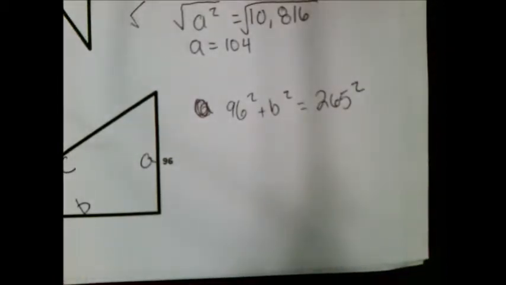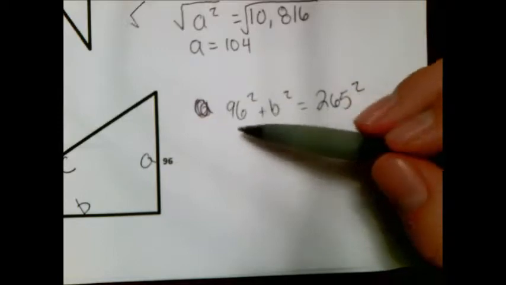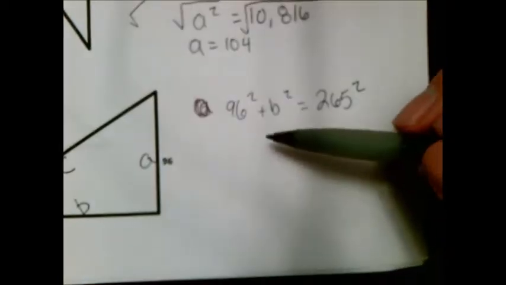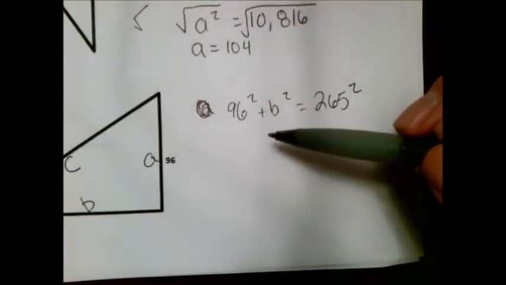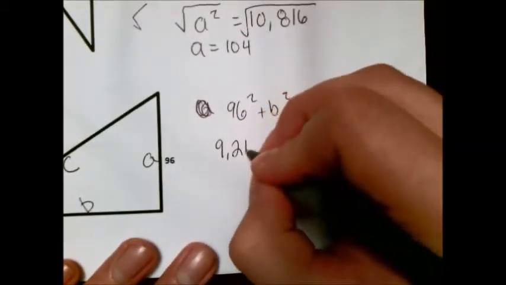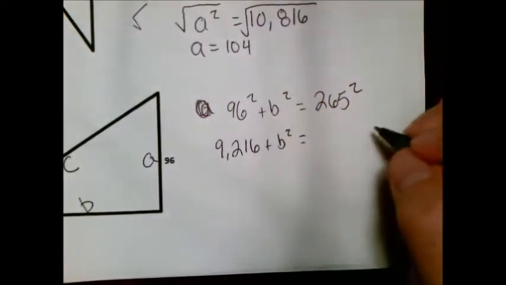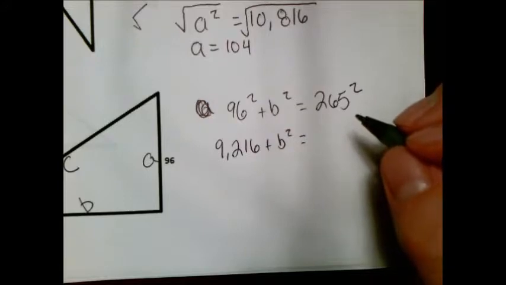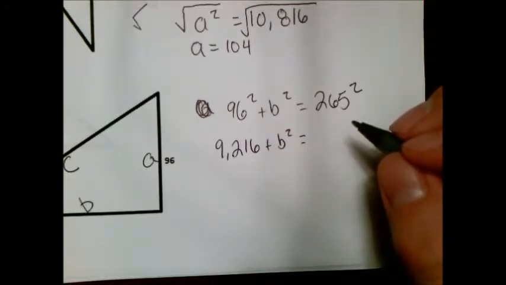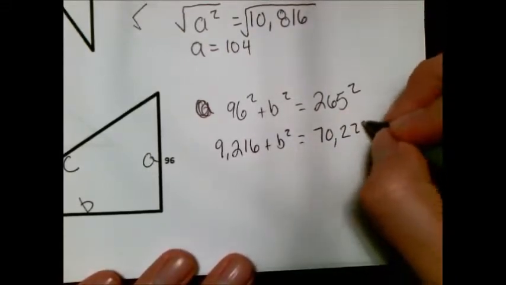Okay? So first things first, let's look at this. We have 96. We're going to square it. So you're going to take 96 and multiply it by 96. You should get 9,216 plus B squared equals whatever 265 times 265 is. So let's take 265 times 265 and we should get 70,225.